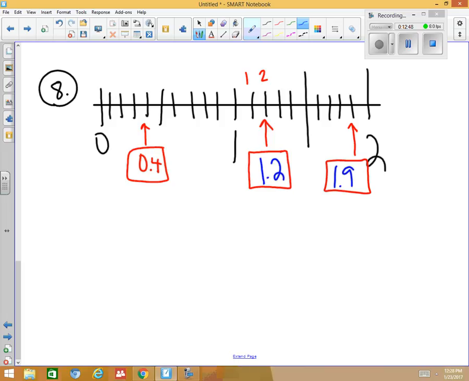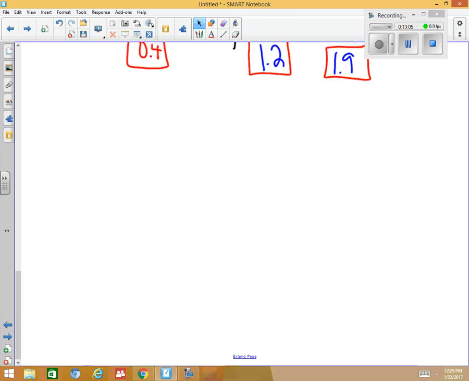Mark X to show where each decimal is located on the number line. Label its value. Okay, so you see how they did? They marked it with an X, and then they put the number above it. That's what you do. Now, number 12 through 15. It wants us to take these and make them decimals.